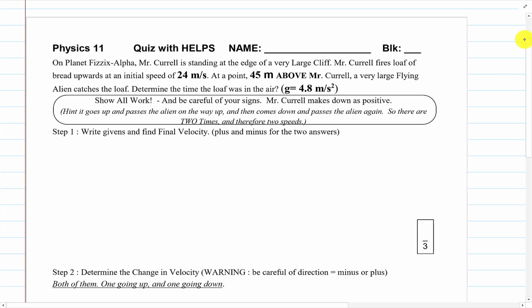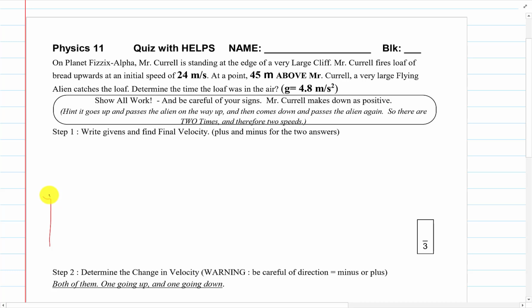Okay, so on planet Physics Alpha, Mr. Curl is standing at the edge of a very large cliff. Mr. Curl fires a loaf of bread initially upwards at a speed of 24 meters per second, and at a point 45 meters above Mr. Curl, a very large flying alien catches it.